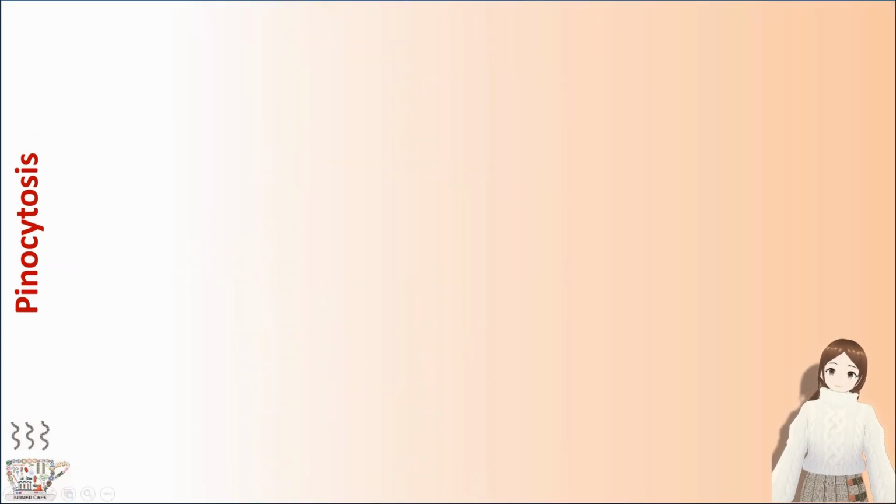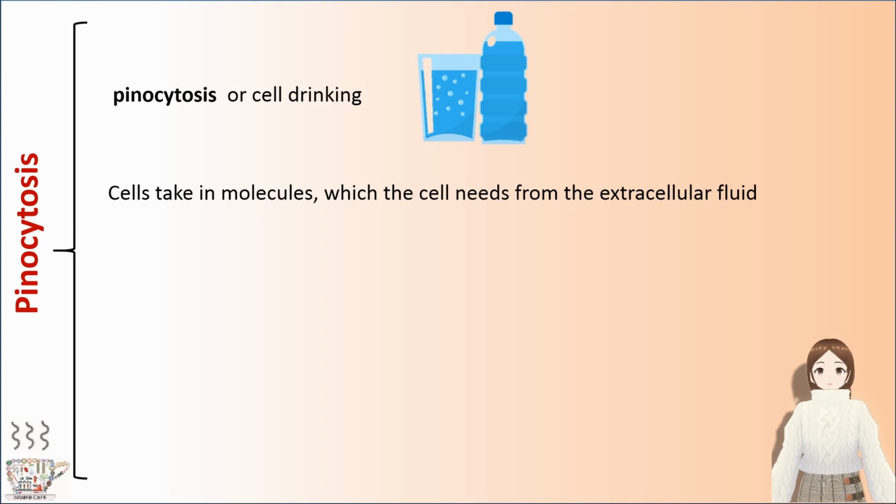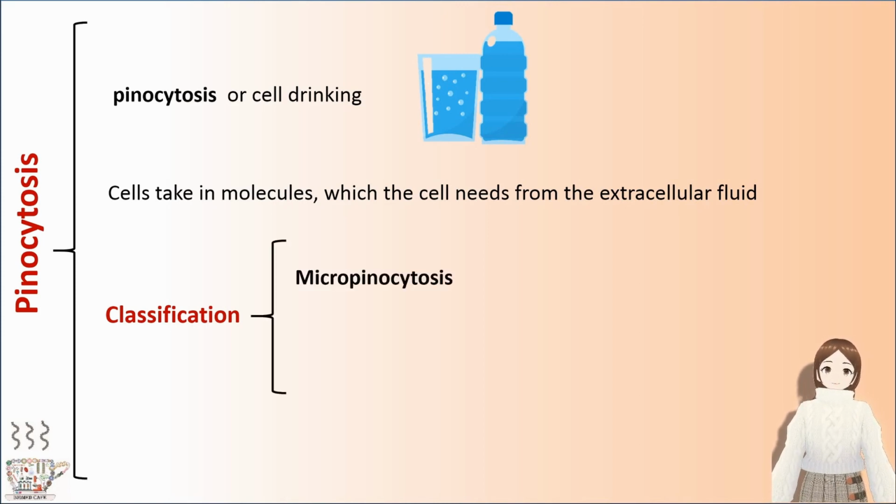Pinocytosis. Pinocytosis or cell drinking. In pinocytosis, cells take in molecules which the cell needs from the extracellular fluid. Pinocytosis can be divided into two subgroups: Micropinocytosis and Macropinocytosis.